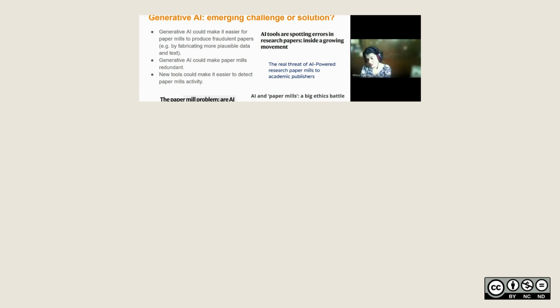The role of generative AI, either future or current, is also the subject of many discussions. Some experts say that this may make the situation difficult because there would be more fabricated papers, and also they would look more plausible. But at the same time, there are experts who say that this might disrupt the paper mill market because it would become cheaper to generate fake papers with generative AI.